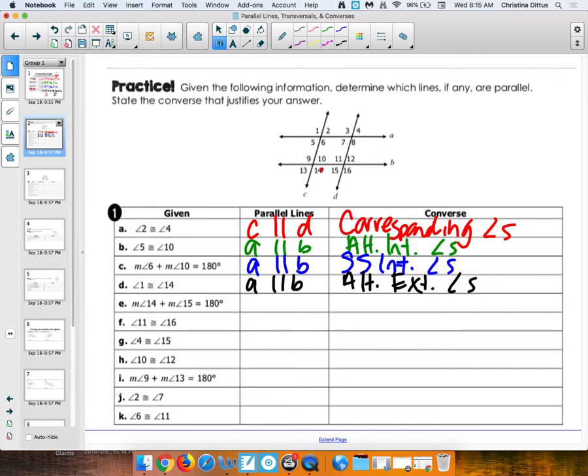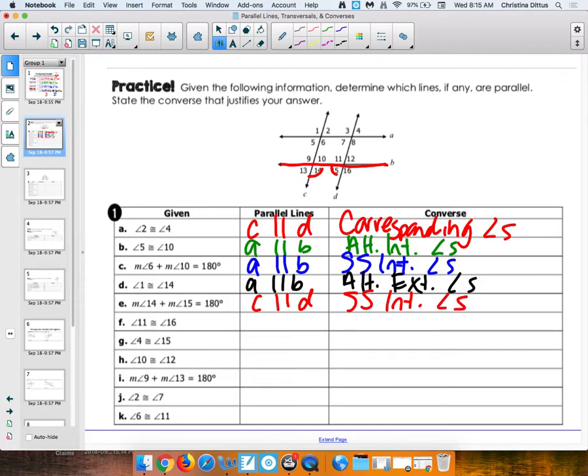If 14 plus 15 is 180, what two lines have to be parallel? C and D, good. B is their transversal, so C and D have to be parallel. What kind of angles are they? Same side interior.